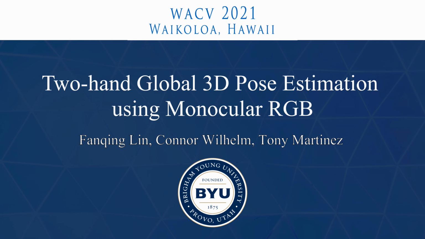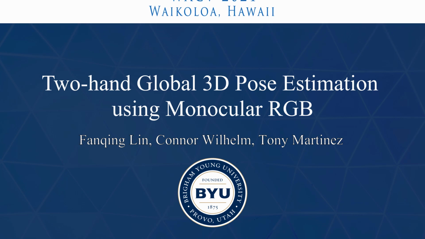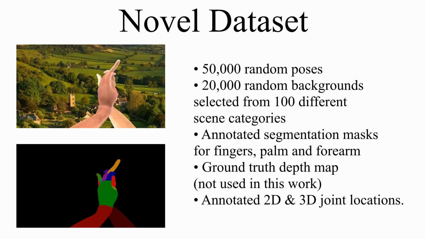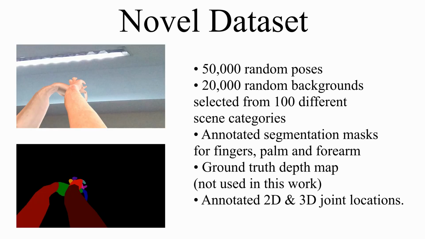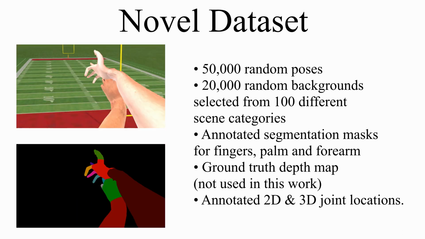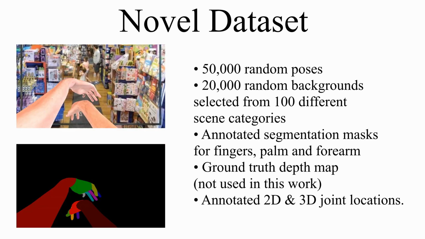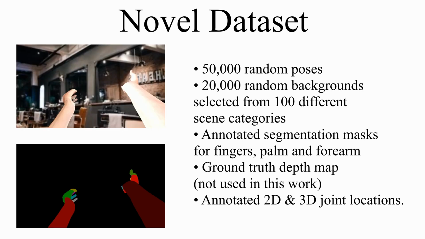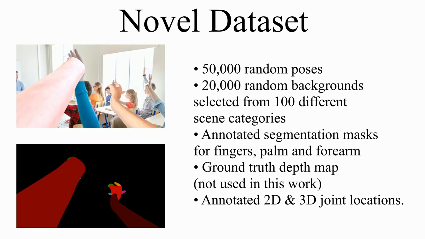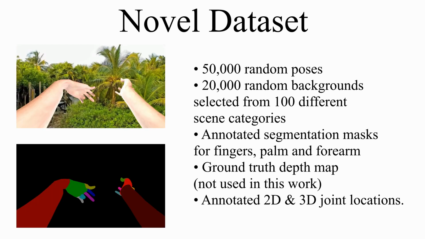As we are the first to attempt this, there were no existing datasets available for this task, so we created our own synthetic dataset. The dataset we created contains 50,000 random poses, 20,000 random backgrounds selected from 100 different image categories, segmentation masks for the fingers, palm, and forearm of both hands, and annotated 2D and 3D joint locations.